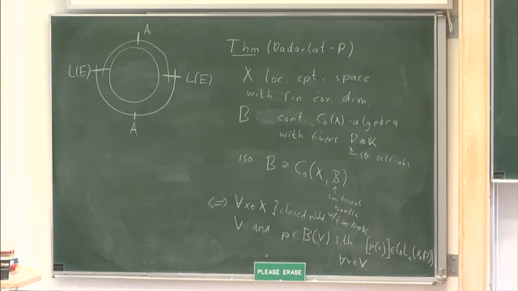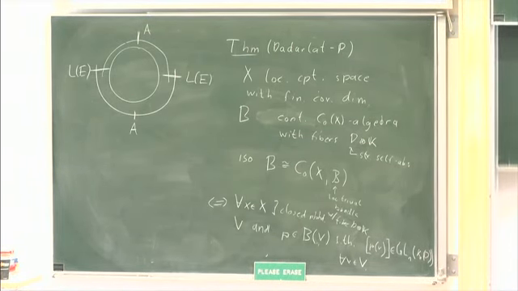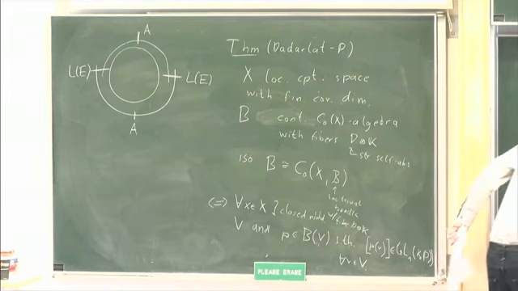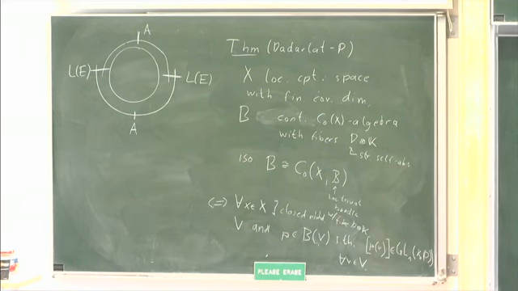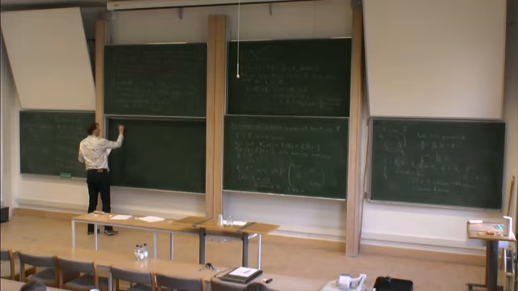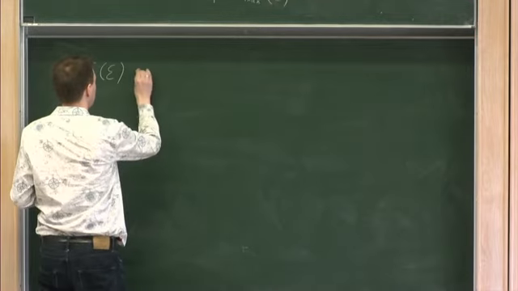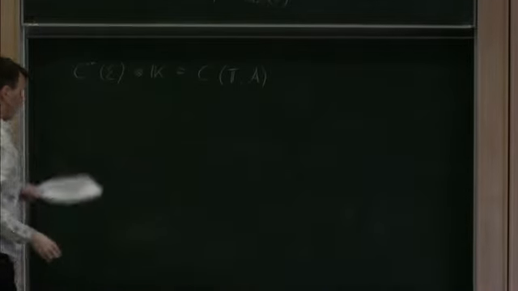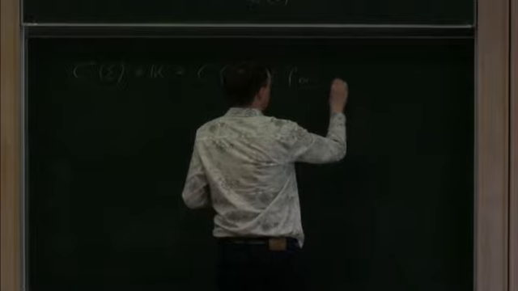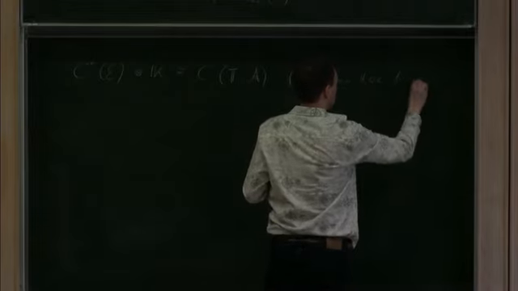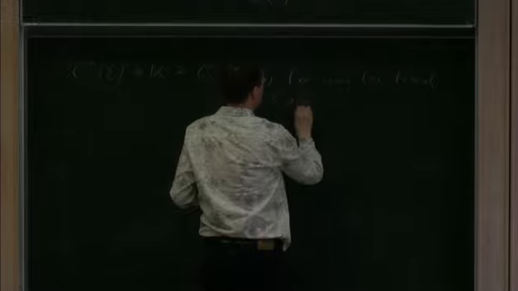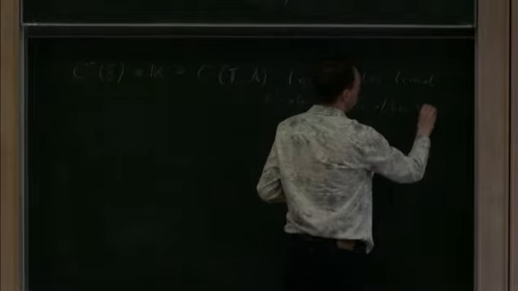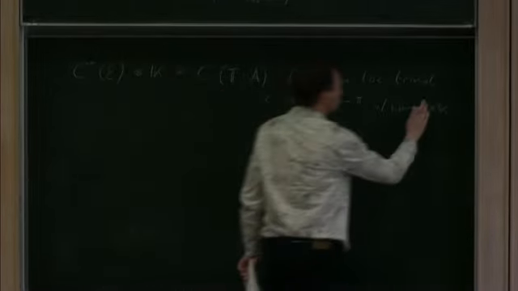So if I now take C star E tensor K, this is isomorphic to the section algebra on the circle of some locally trivial C star algebra bundle A over T with fiber D tensor K, where D is A. Sorry.